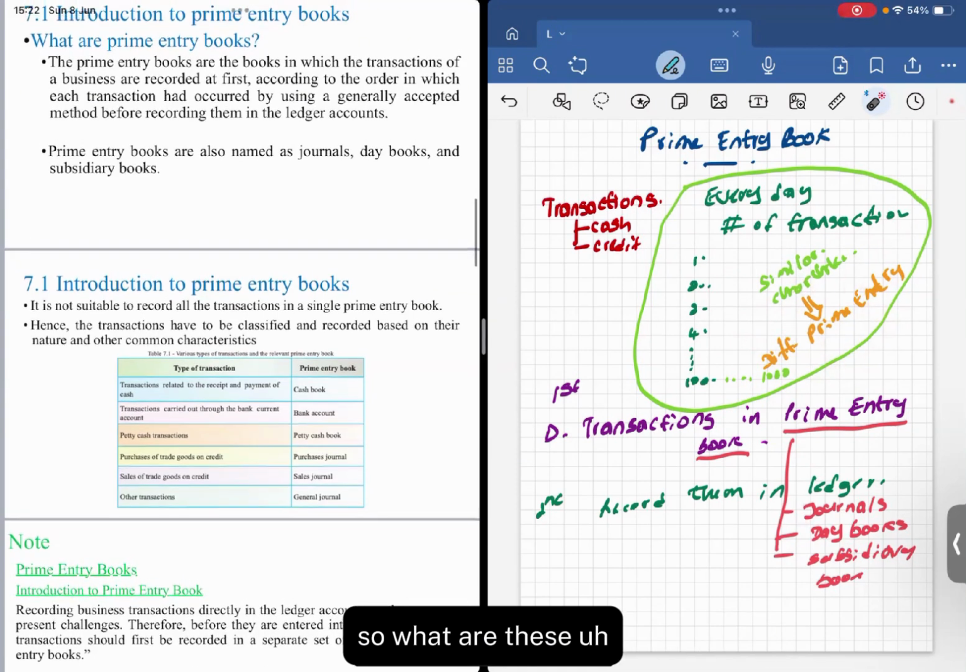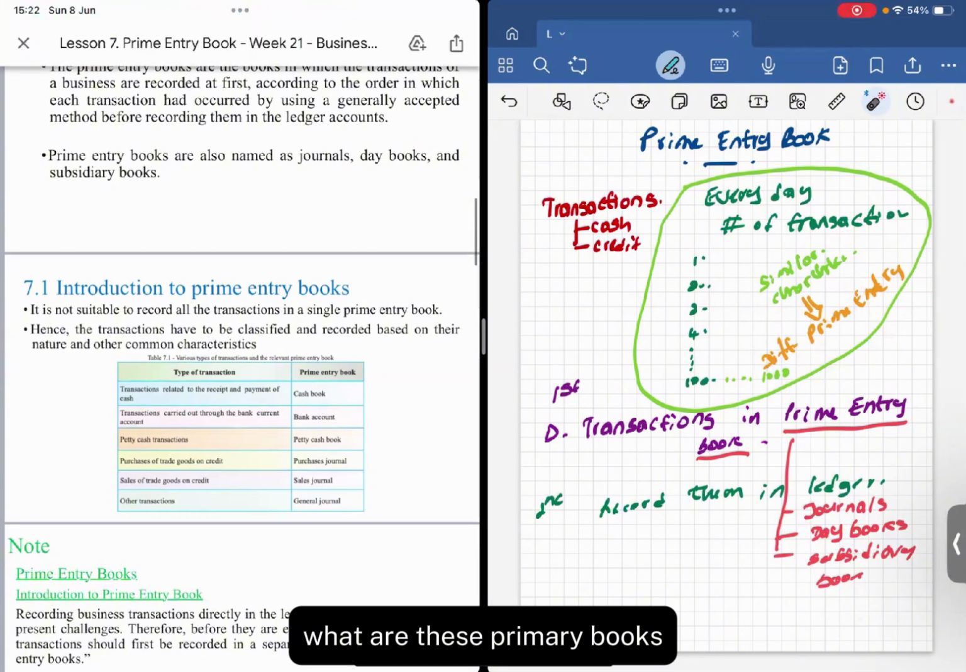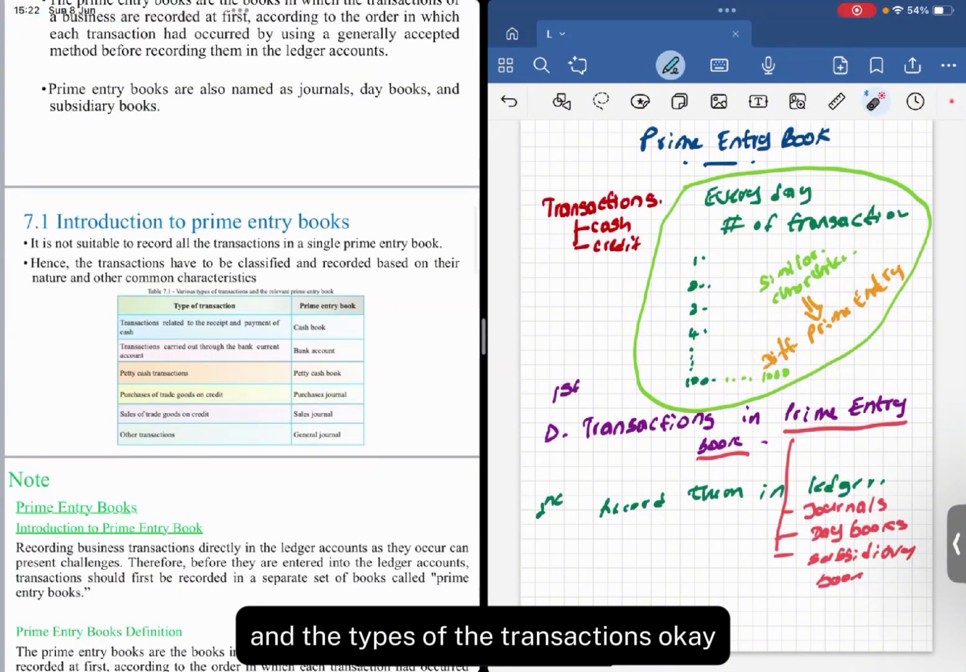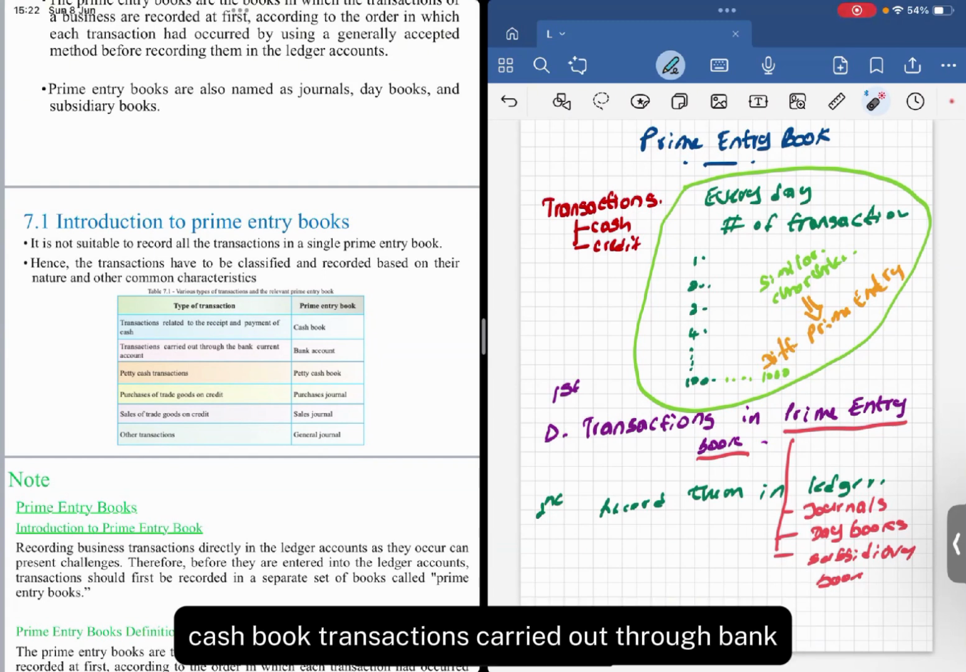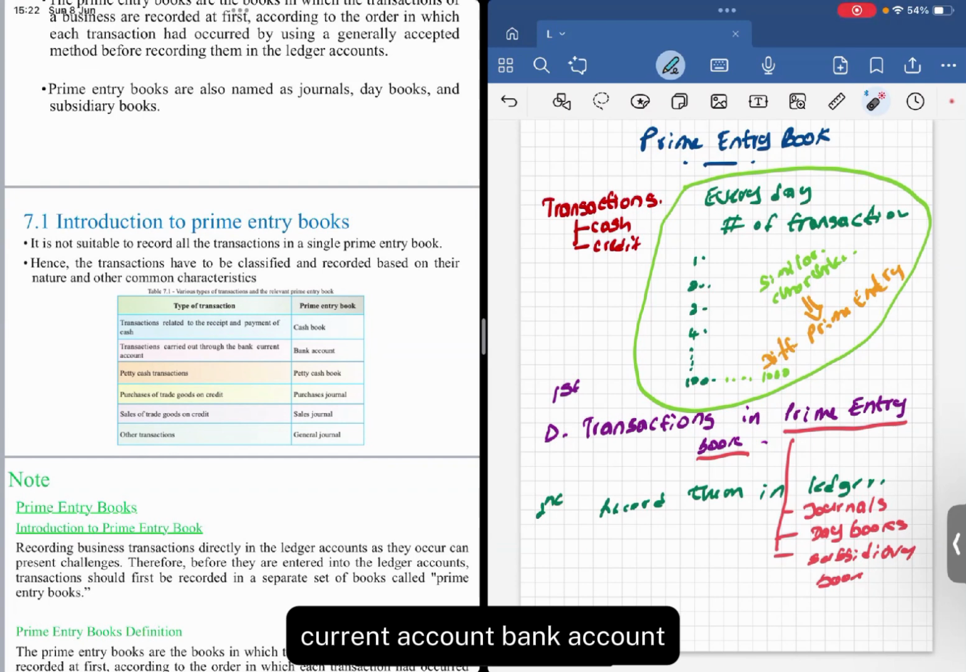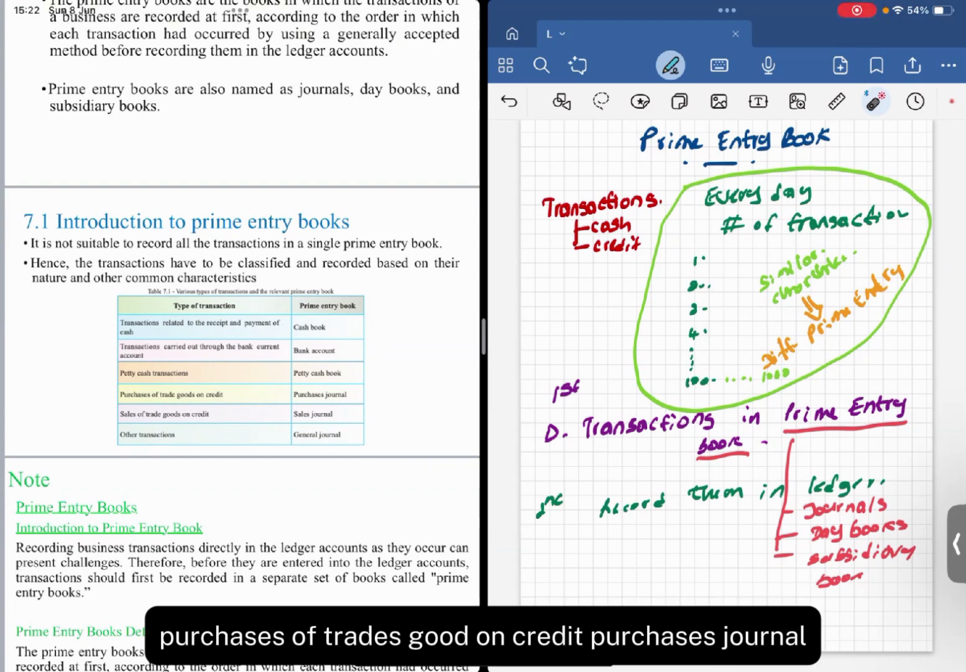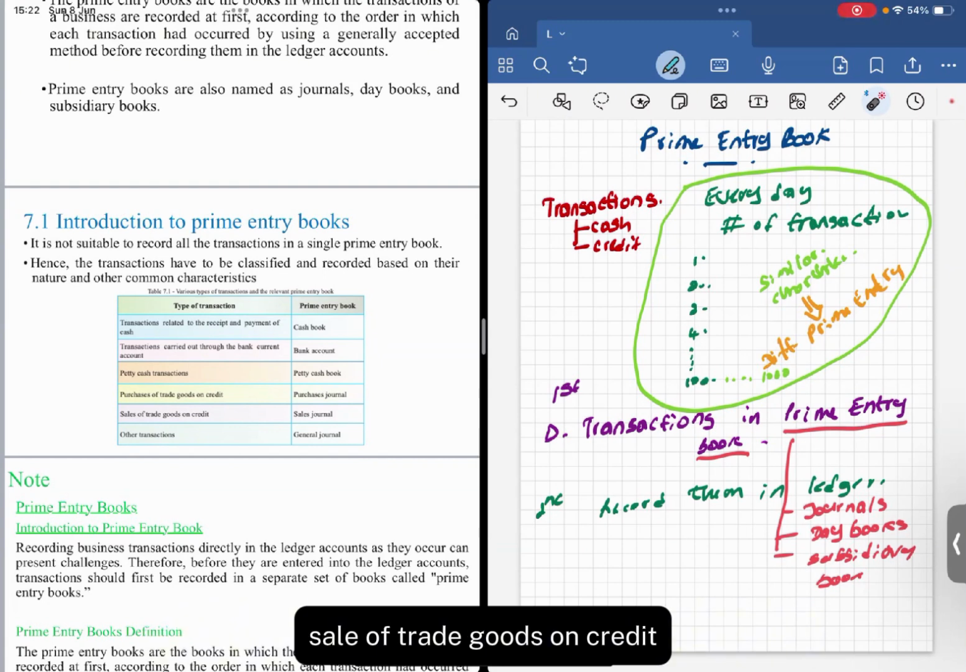So what are these prime entry books and the types of transactions? If you look to your left hand side, you will see the types of transactions. Transactions related to receipt and payment of cash: cash book. Transactions carried out through the bank current account: bank account. Petty cash transactions: petty cash book. Purchases of trade goods on credit: purchases journal. Sale of trade goods on credit: sales journal. And other transactions: general journal.